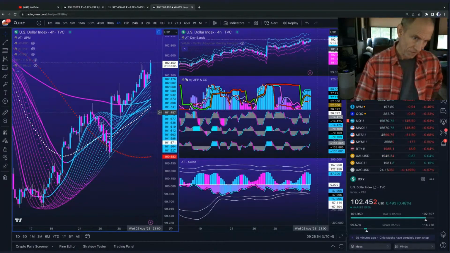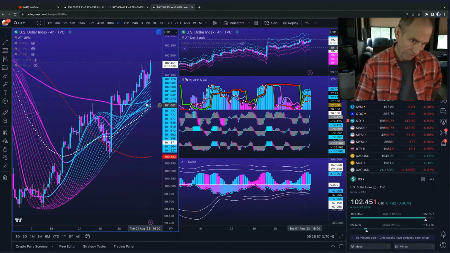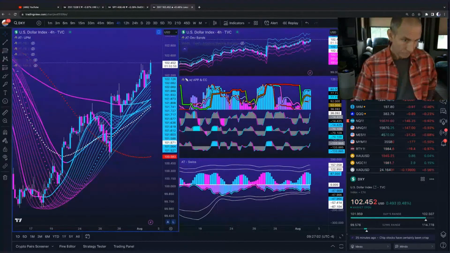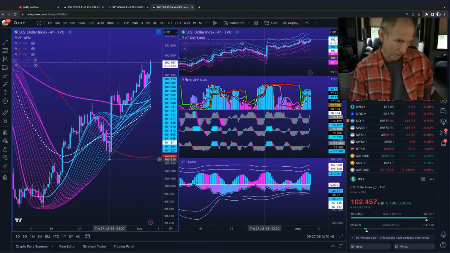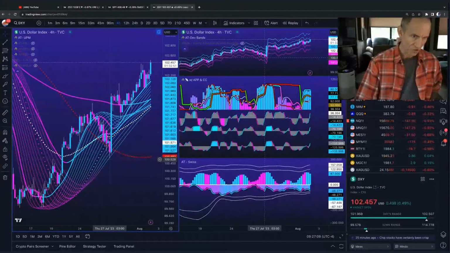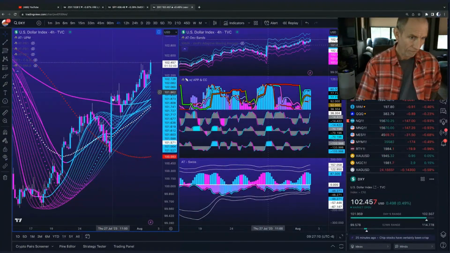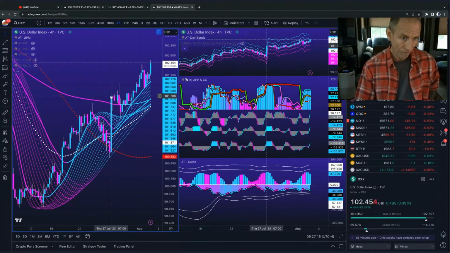Jeez Louise. You've literally got the 33 crossing up the 99 right now. This is the 99 log MA. Look at this thing spilled to the bottom side of the power mean band and just ripped right up. That was a hell of a 4 hour candle on Dixie, man. Not gonna lie. Powerful little move.